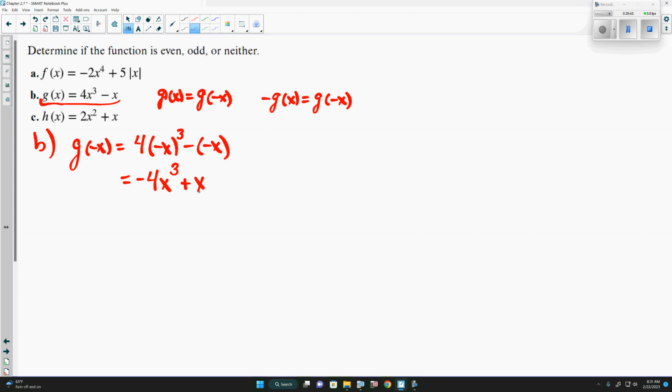So is g of negative x the same as g of x? Are these the same? No. So we cannot say that g of x is equal to g of negative x, which means it's not an even function. So it's not going to be symmetric to the y-axis.